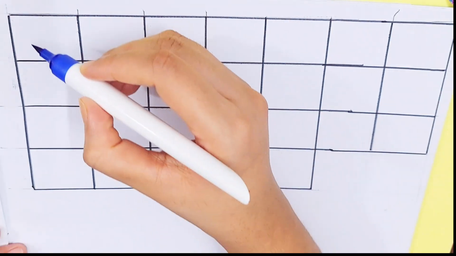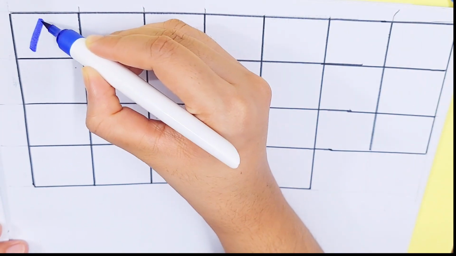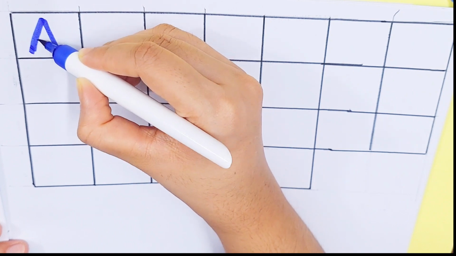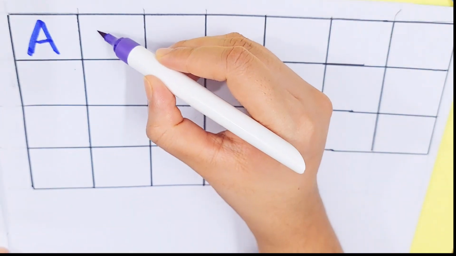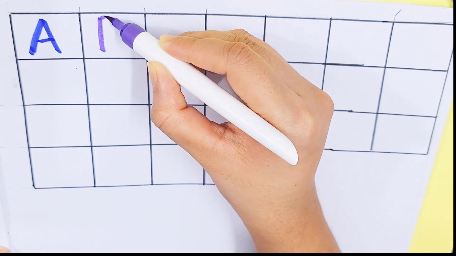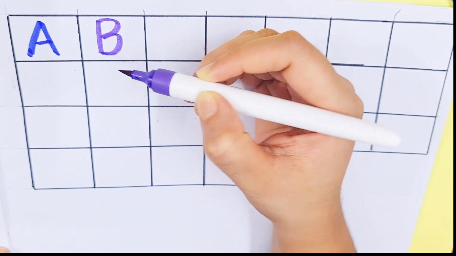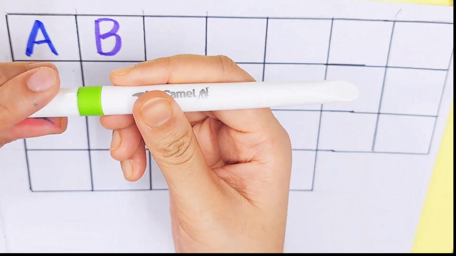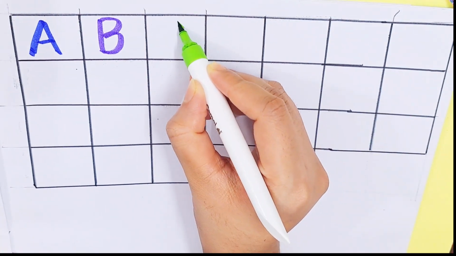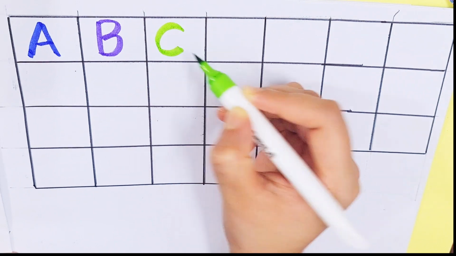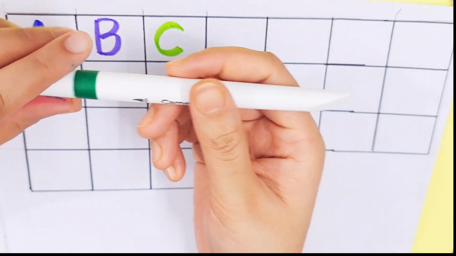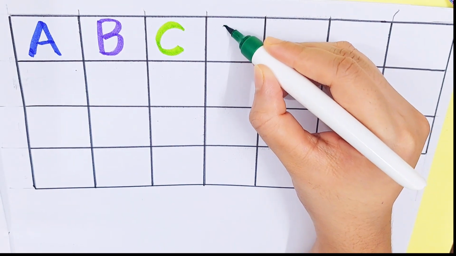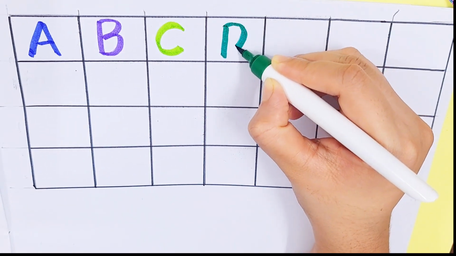Dark blue color, A. A for apple. Violet color, B. B for blueberry. Light green color, C. C for cherry. Dark green color, D. D for dog.